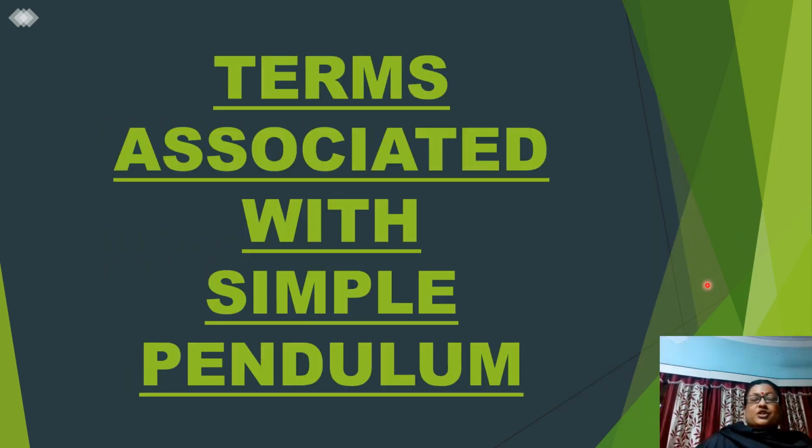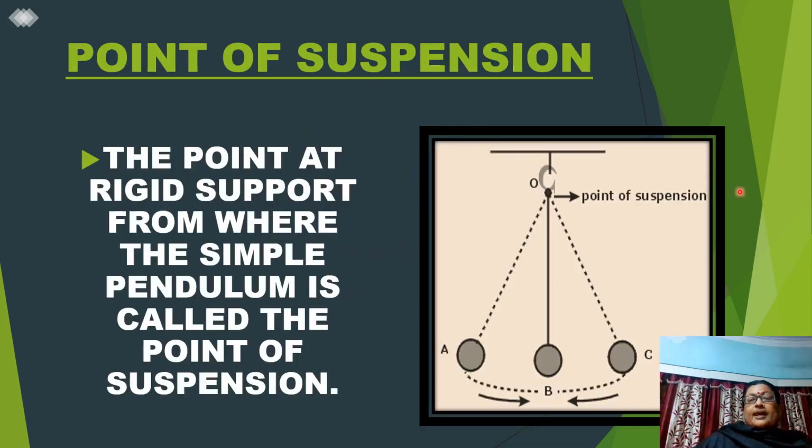Now, what are some terms which are associated with the simple pendulum? The first important point for a simple pendulum is the point of suspension. The point at the rigid support from where the simple pendulum is hung is called the point of suspension. A rigid support is here, from which we have put on a hook, and from here we have hung the simple pendulum. So this is what is known as the point of suspension. Is that clear? All right, let's go on to the next slide now.